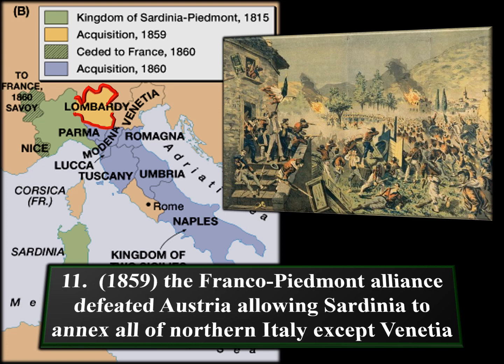In 1859, the Franco-Piedmont Alliance, as it would be called, defeated Austria, allowing Sardinia to annex all of those northern Italian states except for Venetia. All of these territories now become part of a larger Piedmont, or a larger Sardinia-Piedmont. This is the beginning of Italian unification. Now northern Italy, except for Venetia, is united.